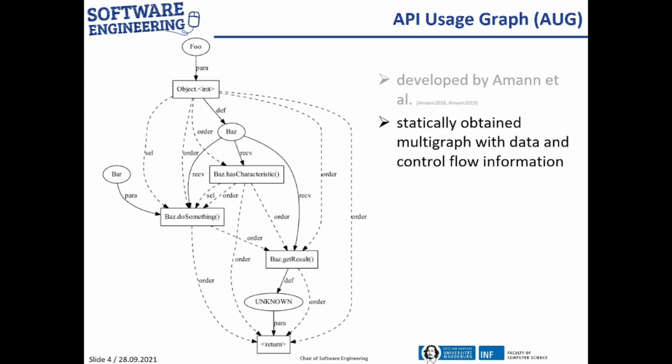On the left-hand side, we can see the AUG for our initial example. I won't go into detail of all the elements, but what we can see is that we have certain node types, like these ellipses, which describe object instances labeled with the object type, rectangles describing method calls, and dashed edges describing control flow, and solid edges describing data flow.